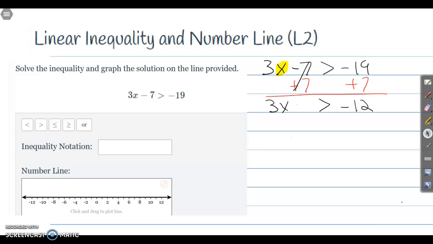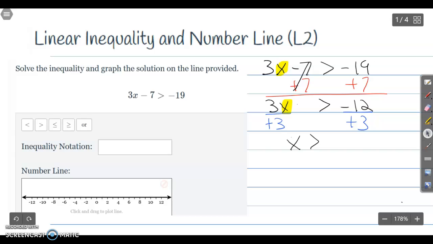Okay. Now, one of the differences between an equation and an inequality is that when you divide by a negative, you've got to swap the inequality around. Okay, so let's take a look at this example here. We're dividing by positive 3. So when you multiply or divide by a negative number, you swap the inequality. But here we are dividing by positive 3, so we leave it alone. And we're going to be left with x is greater than negative 12 divided by 3, which is negative 4.